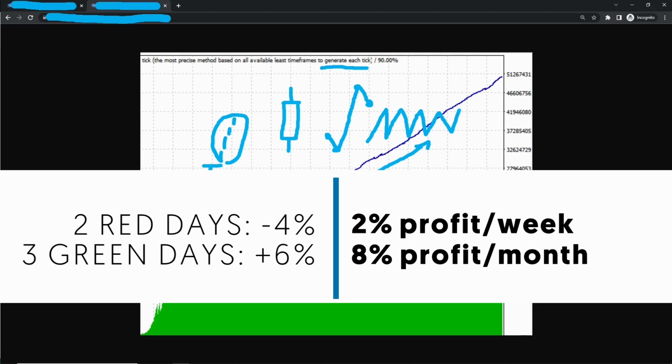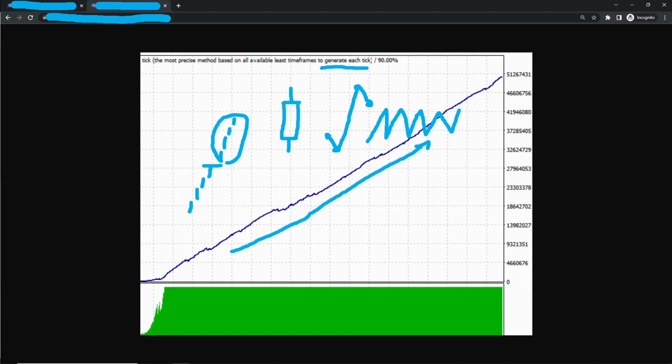And what I want you to do from now on is to forget about the winning rate in terms of trades, but think of it in terms of days. That will make you see things from a different perspective. It will take a lot of pressure from you and hopefully will make you a better trader.